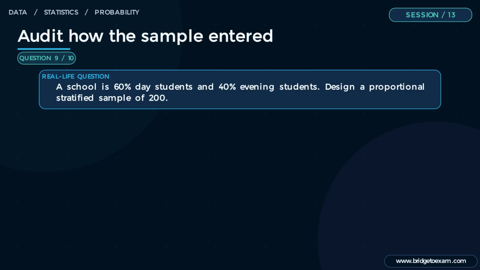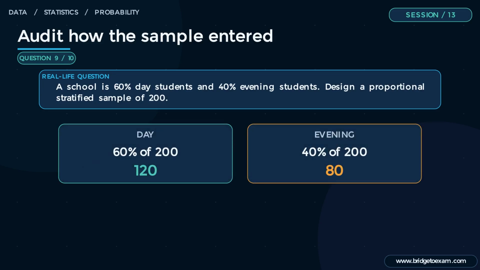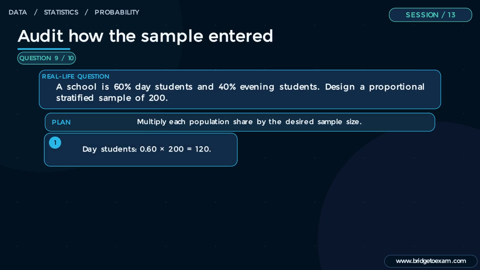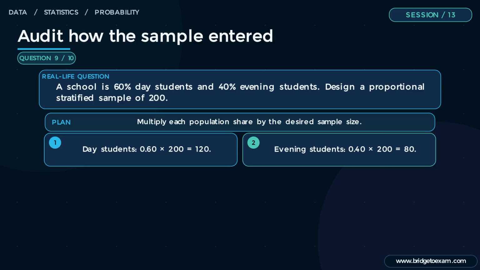Example 9. A school is 60% day students and 40% evening students. Design a proportional stratified sample of 200. The comparison places both cases on the same scale. Plan. Multiply each population share by the desired sample size. Step 1. Day students. 0.60 times 200 equals 120. Step 2. Evening students. 0.40 times 200 equals 80.